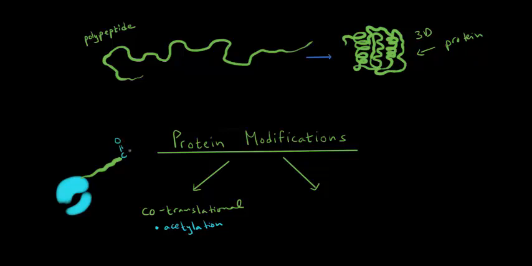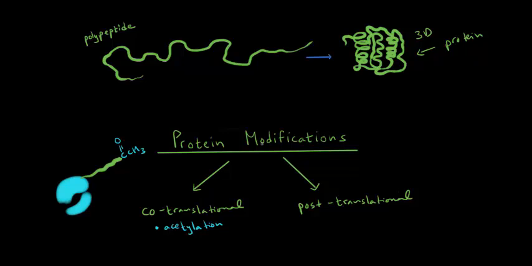So let's just draw an acetyl group. And acetylation happens to 80 to 90% of eukaryotic proteins, but the significance of this modification is not known very well. We're actually trying to figure out what the purpose of this modification is. The other type of protein modification that happens is post-translational modification.